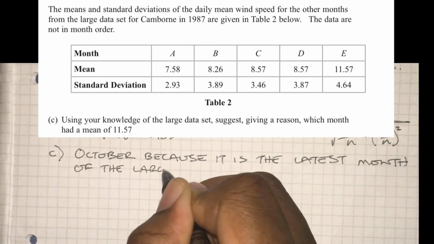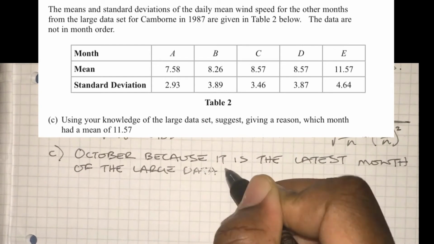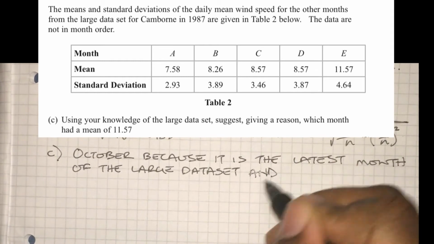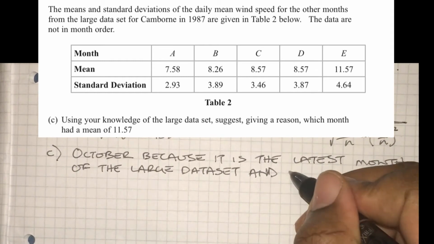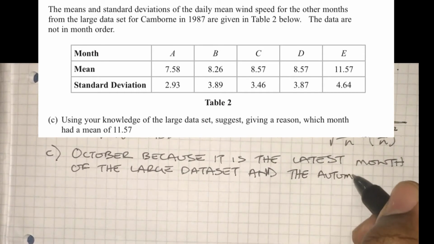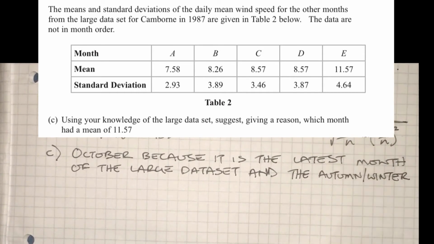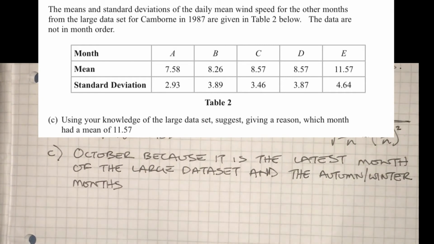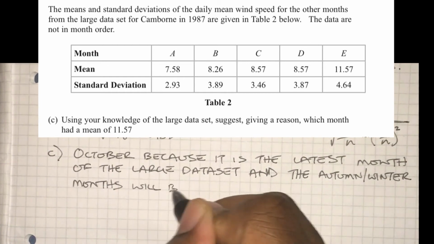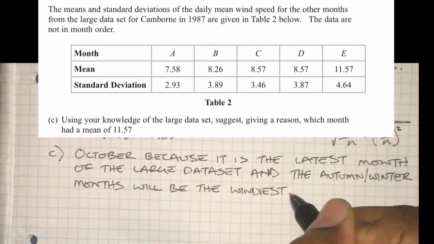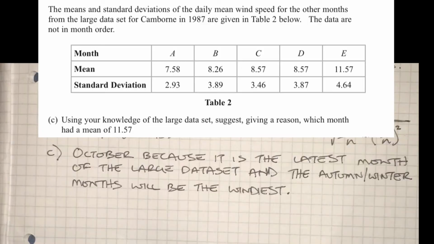Well, I'm going to suggest October, because we have a windy month here, and the seasons that are the windiest are autumn and winter. And the month that's latest into autumn from all of the months in the large data set is October. The key here is to know that the large data set ends with October. It doesn't go into December or January or any of those months. So just knowing that October was the last month is what leads you to getting credit for this particular question.